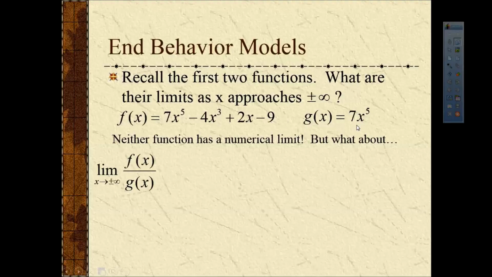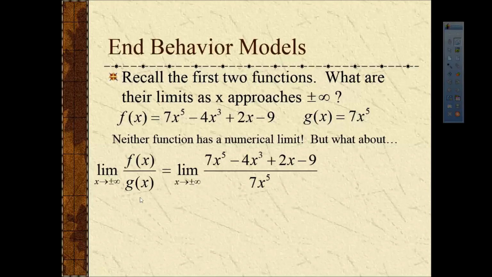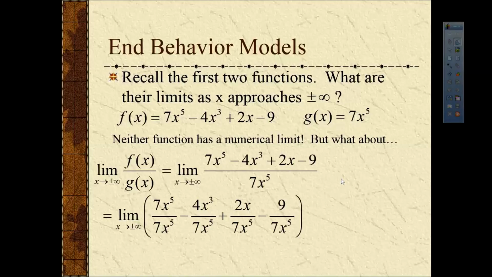But compare the two. This time not comparing visually, but comparing algebraically with division. In other words, the limit of the polynomial function over 7x to the fifth. We could determine this limit by taking a look at individual fractions, 7x to the fifth over 7x to the fifth, minus 4x cubed over 7x to the fifth, plus 2x over 7x to the fifth, minus 9 over 7x to the fifth. Reduced, those fractions look like this.